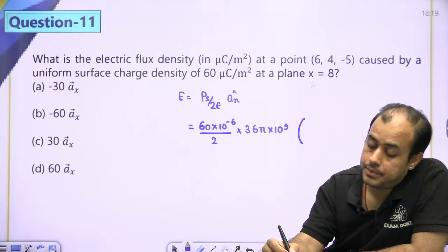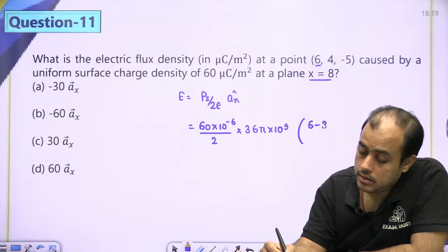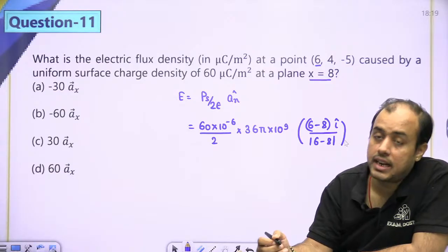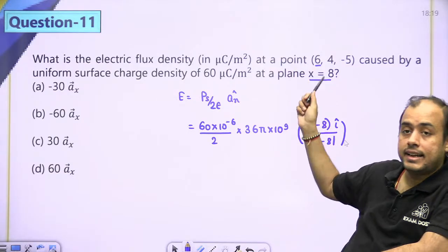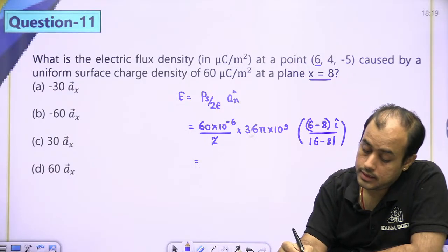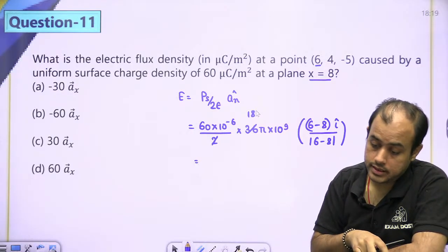Now A n cap. See, the plane is x equal to 8 and the point is at 6. I told you, subtract the coordinate of the point and the plane. So this is 18, 60,000.